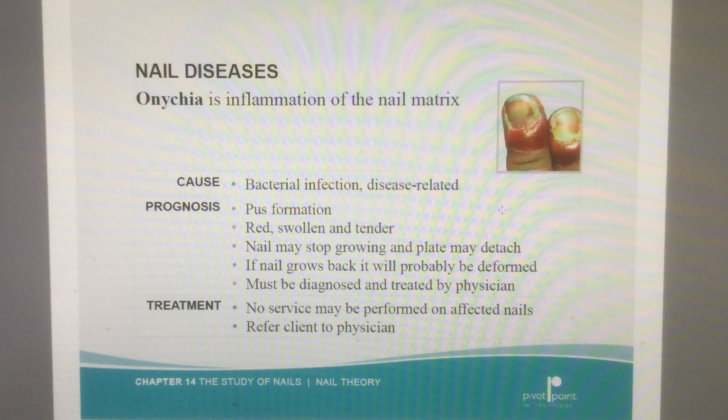Now remember, all these are diseases. So as far as diseases, they can be contagious. They're going to have some form of bacterial infection. These cannot be treated by you. So they're all being referred to the physician for a reason.